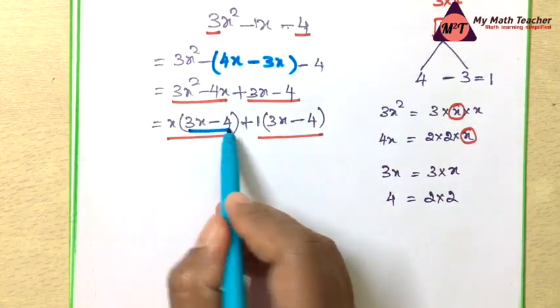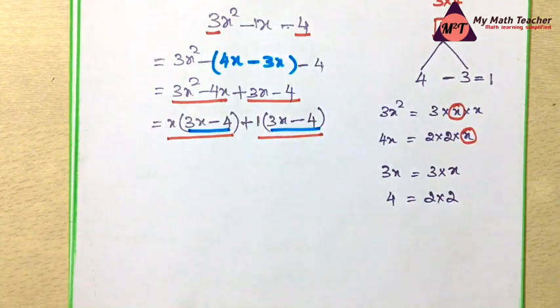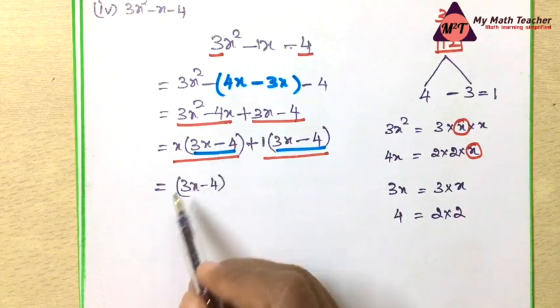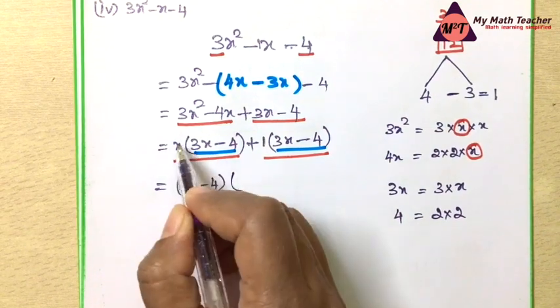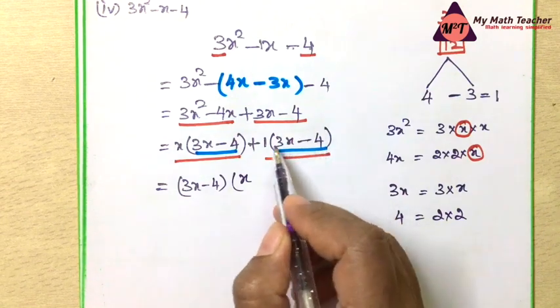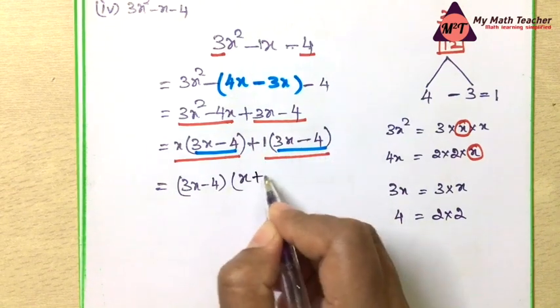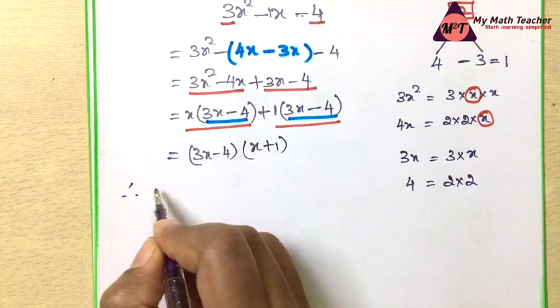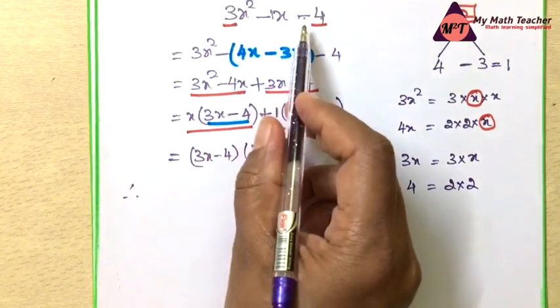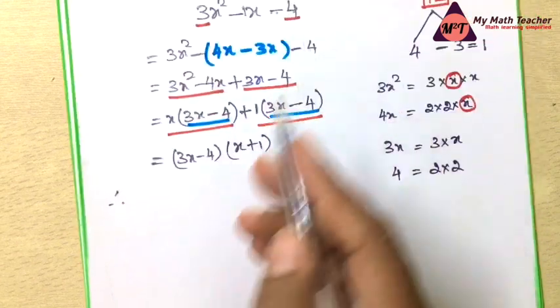We know that which is inside the bracket, that is common. 3x minus 4. If this is taken as common, what will be remaining? That is x will be remaining here. Now the same way it is taken as common means what will be remaining? Plus 1 is remaining. Therefore we can say that 3x minus 4 and x plus 1 are the factors of 3x square minus 1x minus 4.